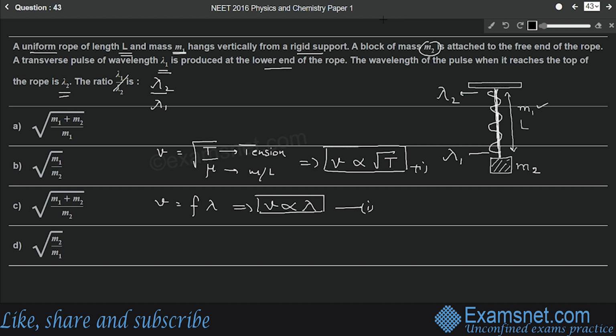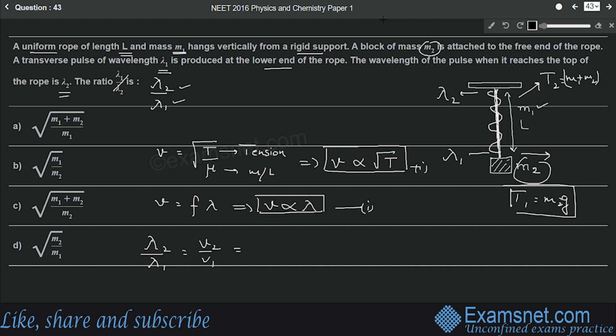We have to find the ratio of lambda 2 and lambda 1. So lambda 2 by lambda 1 will be equal to v2 by v1, because velocity and lambda are directly proportional to each other. Now we have to find the answer in terms of mass. What is the value of T1 and T2? T1, at the lower end of the rope, is the tension due to mass m2, so T1 is equal to m2g. Whereas at the top part, the tension is due to the mass of the rope as well as the mass of the block. So T2 is equal to (m1 plus m2)g.